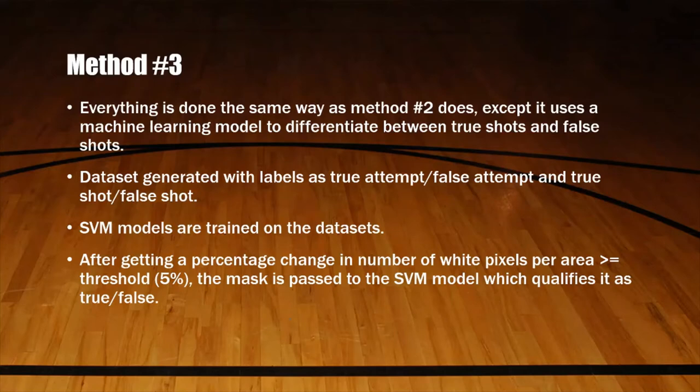So those masks were passed to the SVM. What happens in method three is, first it will see whether there is a percentage change in the number of white pixels per area which is greater than or equal to a particular threshold. If it is, then we pass that mask to our SVM model to predict whether it is a true shot or a false shot.